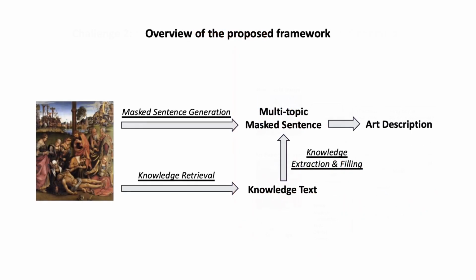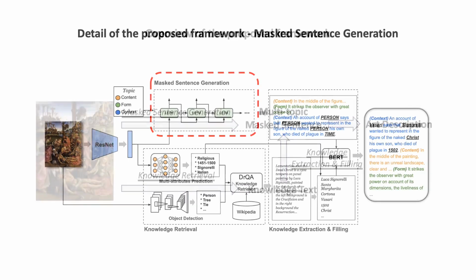To address these challenges, we introduce a multi-topic and knowledgeable art description generation framework. It is composed of three modules. Generally, an artwork image is used to both generate multi-topic masked sentences with fillable slots and retrieve related knowledge from an external source. Then, the retrieved knowledge is filled into the masked sentences. Let's look into the details of the framework.